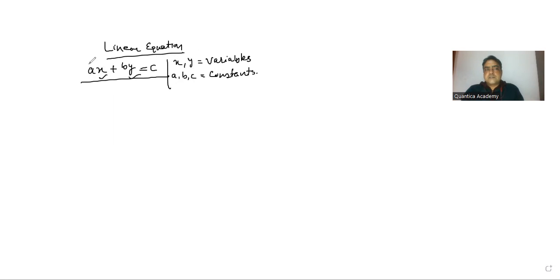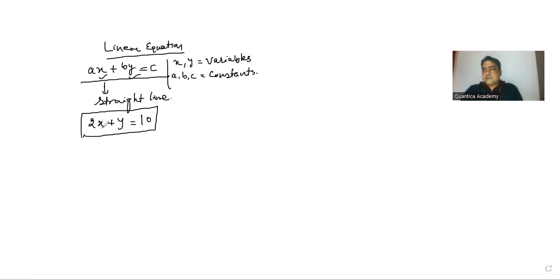So what does this equation represent? A linear equation represents a straight line. A linear equation is nothing but a straight line. To understand it better, let us replace a, b, and c by some numbers. Say, for example, we have the equation 2x + y = 10. This is a linear equation given to us. How can we say that it is a straight line?